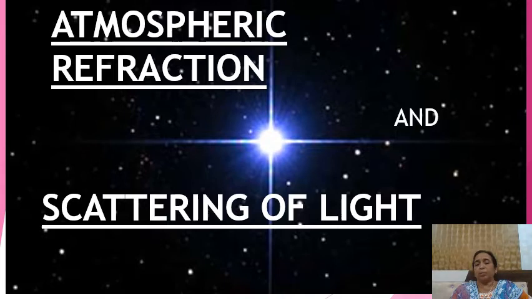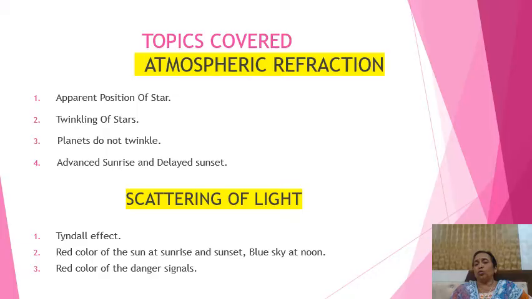In this topic today, we are going to know about the physics behind the apparent position of the star, the twinkling of the stars, why planets do not twinkle, the advanced sunrise and delayed sunset, the light scattering giving rise to the Tyndall effect, the red color of the sun at sunrise and blue sky at noon, and the red color of the danger signal.